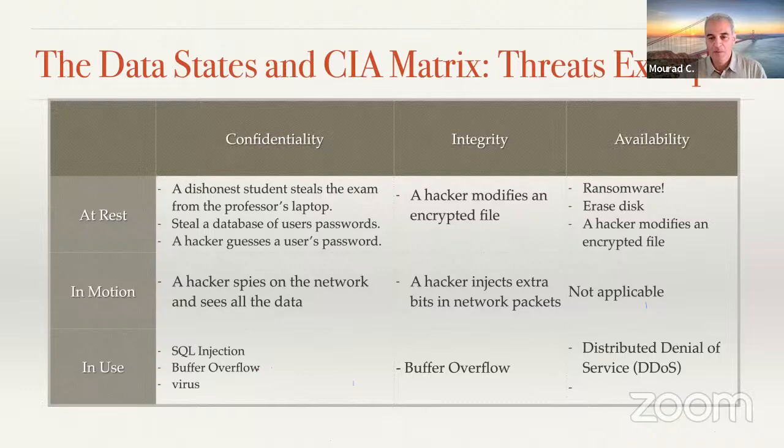Okay, so now we will introduce two matrices. The first one is the data states and CIA matrix. As you can see, on the left we have the data states, and on the top we have the protection goals, right? And what we would see here are threat examples. What kind of cyber attacks can happen when we combine these two configurations? We will not go into detail on every scenario, but we'll go through some examples.